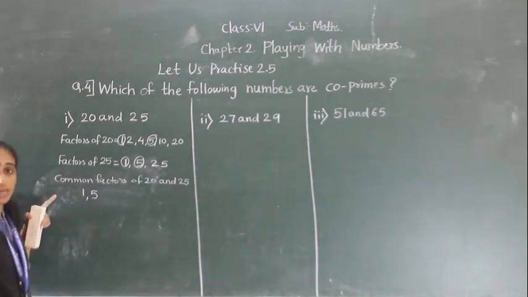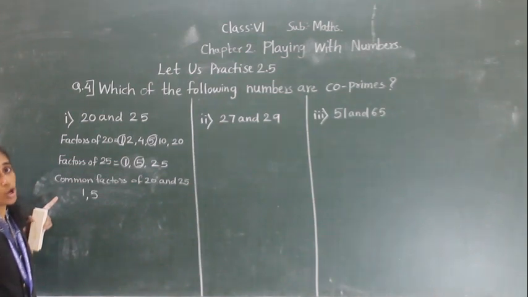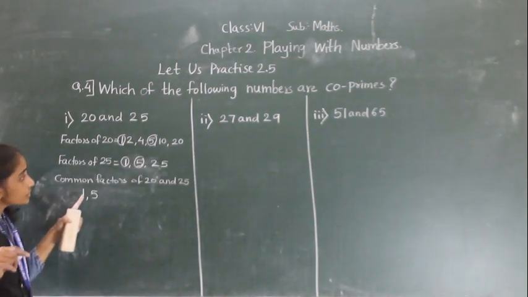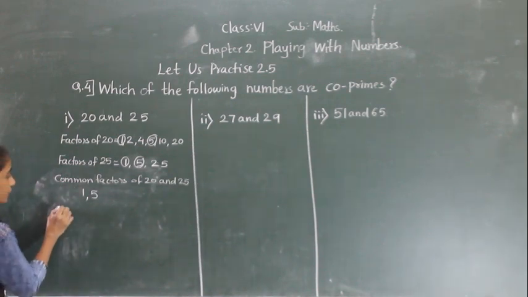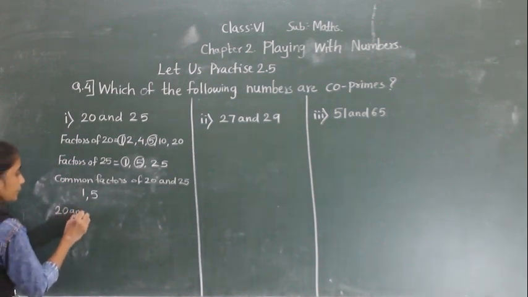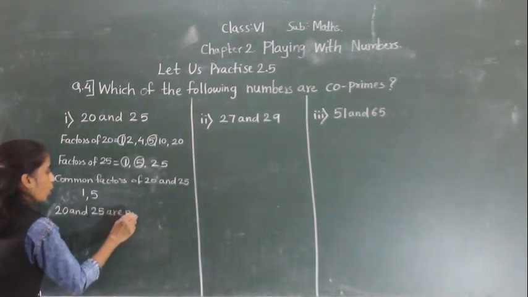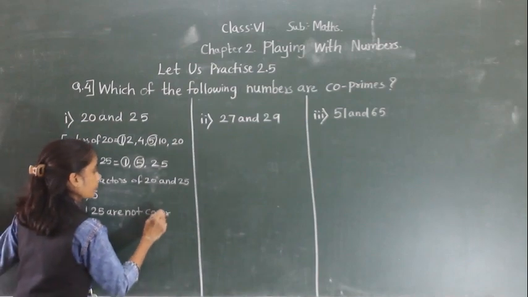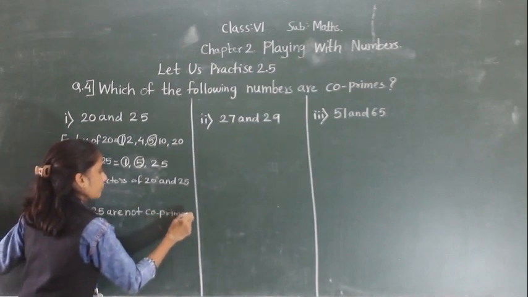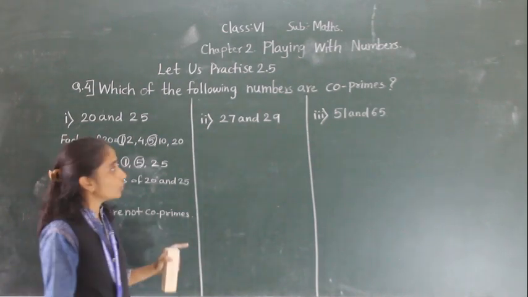Yes. What is meant by co-primes? It has only 1 as the common factor. But see here, 5 is also a common factor. So, 20 and 25 are not co-primes. 20 and 25 are not co-primes.